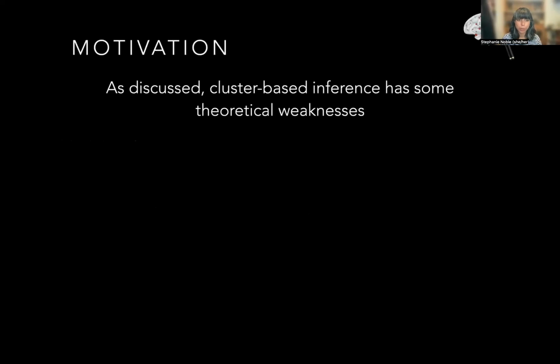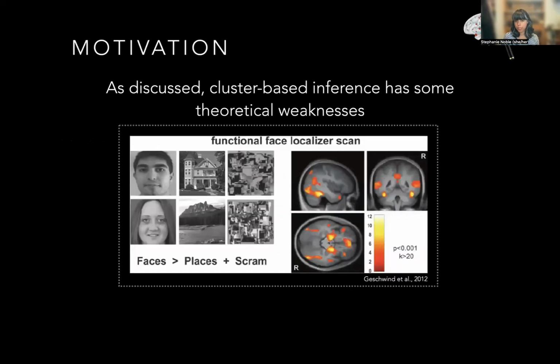So we've just heard Wooter talk about some of the weaknesses of classical cluster-based inference. For instance, in a face localizer scan, we might see some clusters, but we can't necessarily say that all the voxels in this cluster are active. We also might be missing some true effects. Also, some of the clusters that we observe here could actually be false positives as well. So there are a number of different ways that we might be interested in quantifying errors that happen in this procedure.